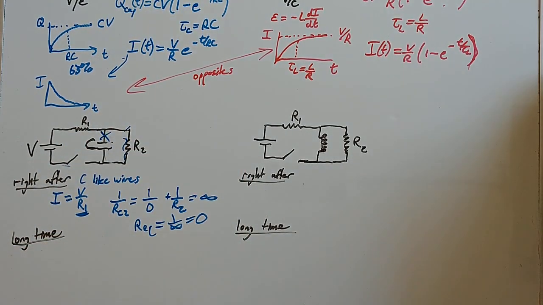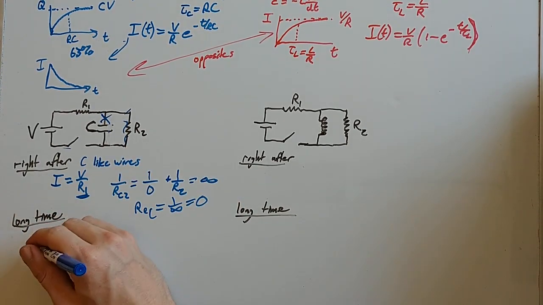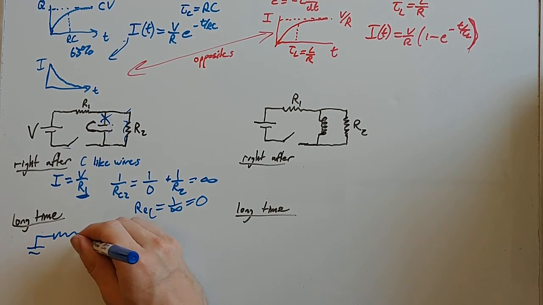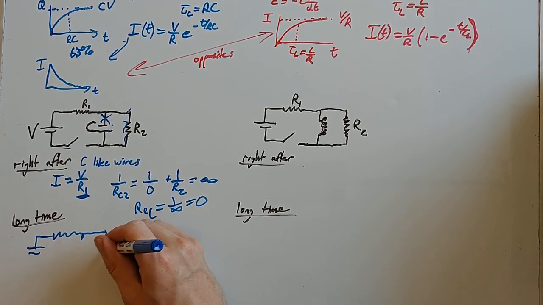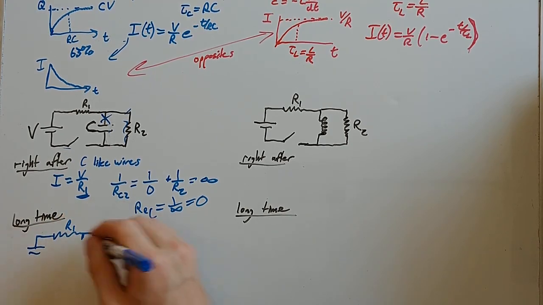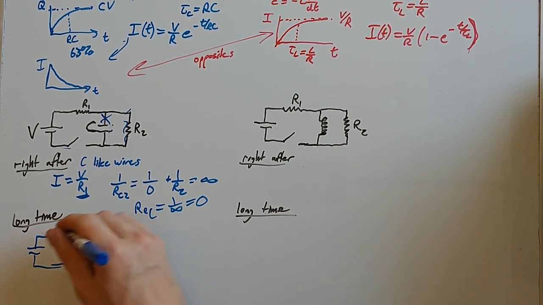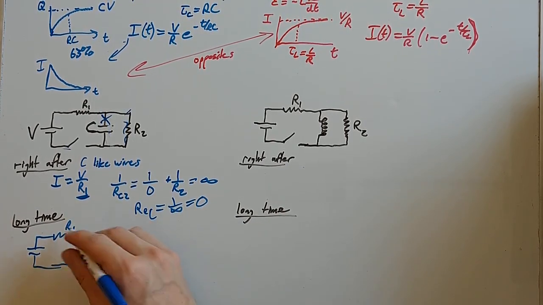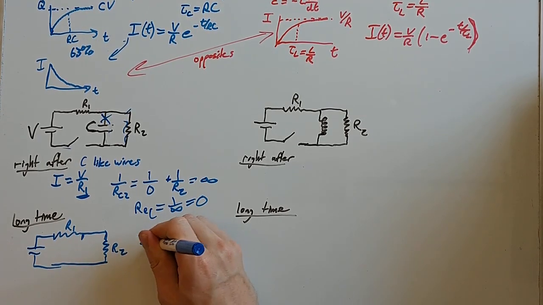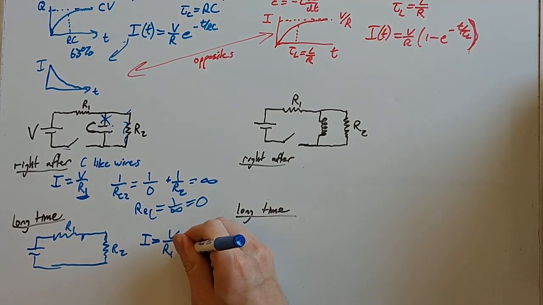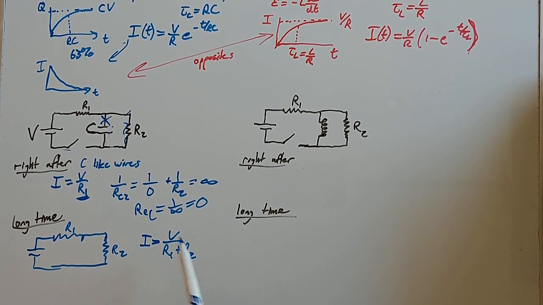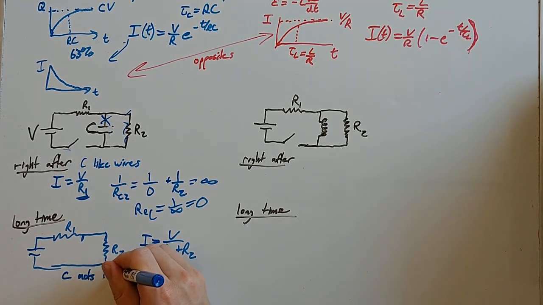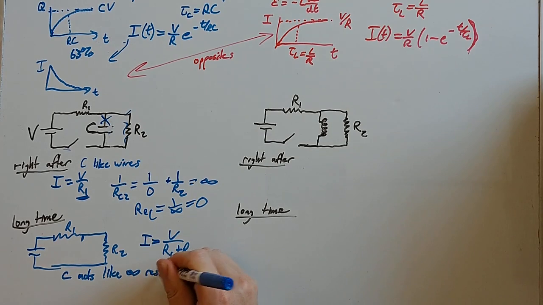So after a long time, my circuit just looks sort of like this. It's got R1, and then it can't go into the capacitor, so it all has to go through R2. And so then this is just a nice series circuit with R1 and R2 in series. Those just add up, and so I is just going to be V over R1 plus R2. So after a long time, we'll just note that C acts like an infinite resistor.